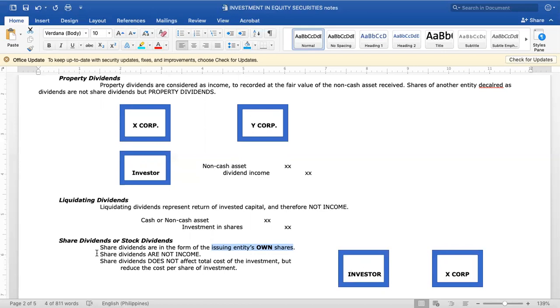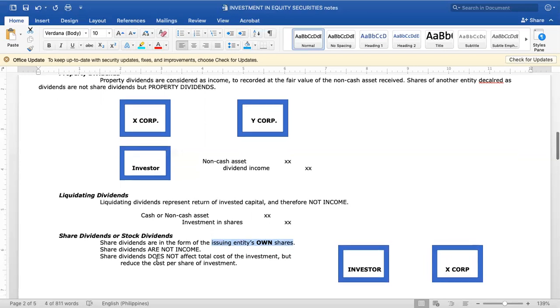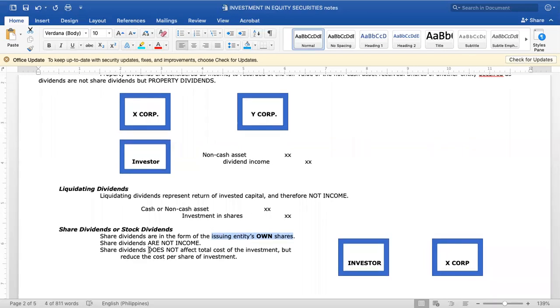Okay, take note, share dividends are not income. So basically, di ba, mo-increase lang imong shares pero dili na siya income. Share dividends do not affect the total cost of the investment but reduce the cost per share of investment. Take note of that: share dividends do not affect the total cost of the investment.